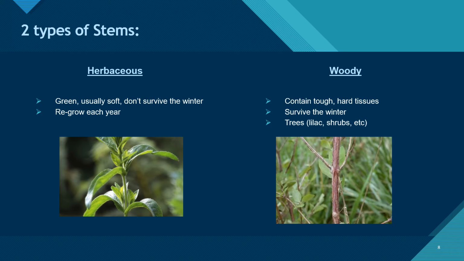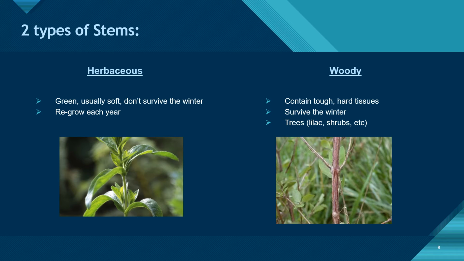We have two types of stems in plants. We have the herbaceous and the woody. The herbaceous are typically green, usually soft, and they don't usually survive the winter, but they regrow every year. So there's that sort of disadvantage there.